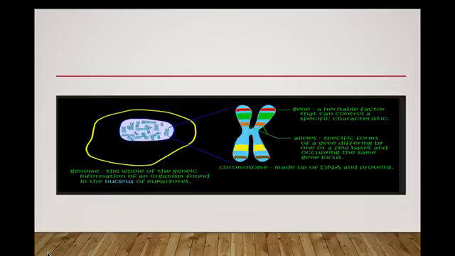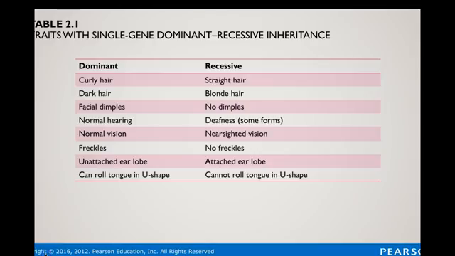Of course, the first thing we're going to talk about is DNA, chromosomes, and genes. Here's an explanation of such. And of course, alleles are important. We're going to talk about those here because they might be, and I'm sorry the T is cut off there, but it's traits with single gene dominant and recessive inheritance is going to be there.